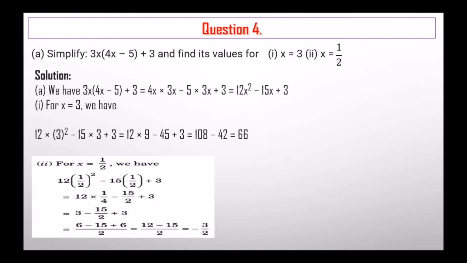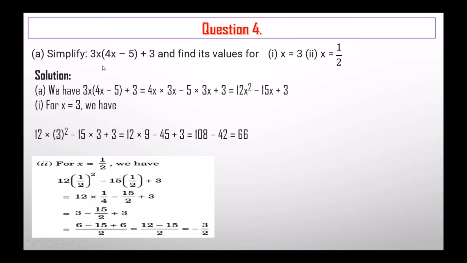Next, question 4. Simplify 3x bracket 4x minus 5 plus 3 and find its value for x equals 3 and second is x equals half. So the expression is 3x bracket 4x minus 5 plus 3.